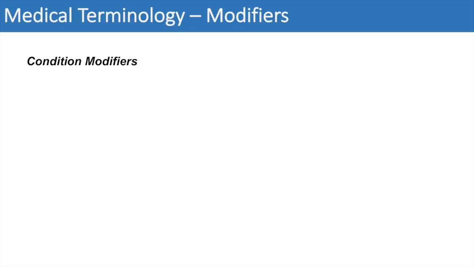So to begin, we're going to look at some condition modifiers first. The first one I want to talk to you guys about is anti, which means opposed to, counteracting, and relieving. So this is a very important one. You can think of antibodies or anti-inflammatory, something that is relieving or counteracting another process.